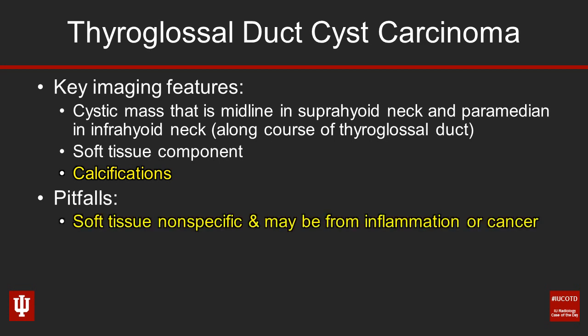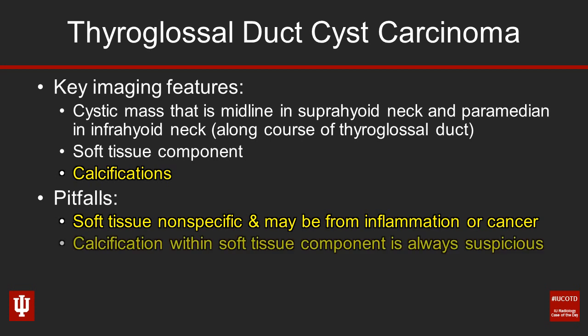So a couple pitfalls to keep in mind. The soft tissue component is important. You absolutely need to look for it. Just keep in mind it's nonspecific. It may be due to inflammation, or it may be related to underlying malignancy. When you see calcification, that is always suspicious. That's a very highly predictive feature for deciphering whether or not the patient has thyroglossal duct cyst carcinoma.